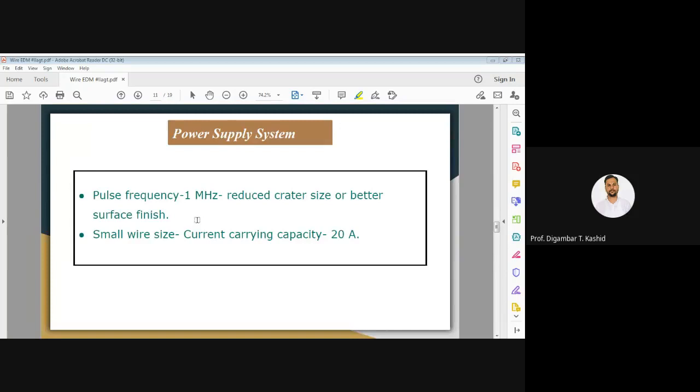Now here you can see the first element or component of our wire EDM system is the power supply, DC power supply, or we can call it pulsed DC power supply. This is the first element. Through this power supply system, you can set the pulse frequency up to 1 megahertz.